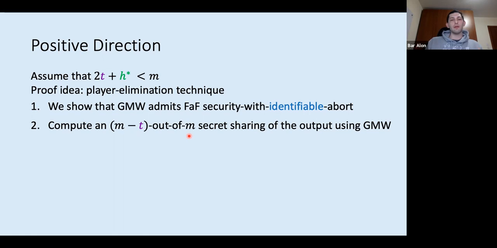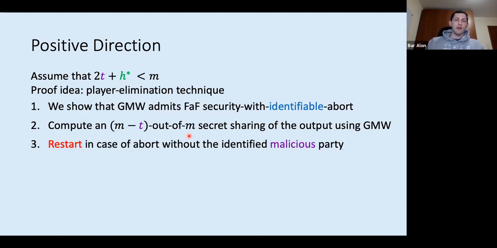the requirement is that at least M minus T of the parties need to join forces in order to actually reconstruct the output. So if we have less than M minus T parties, their complete view, the view of any less than M minus T parties, reveals nothing to it. It's completely random. But the view of any M minus T parties, you can take it and reconstruct from it the original output of the function.